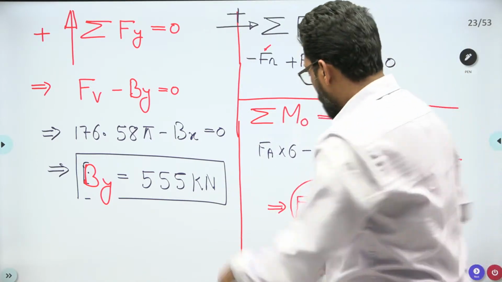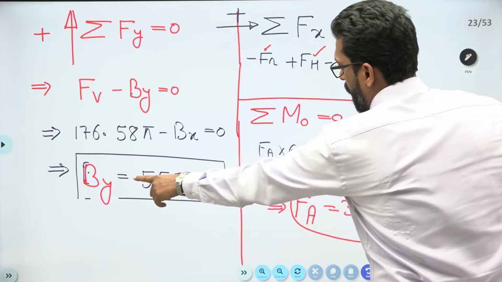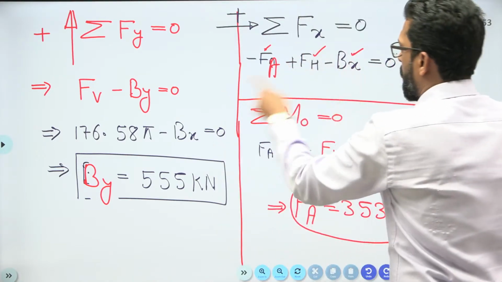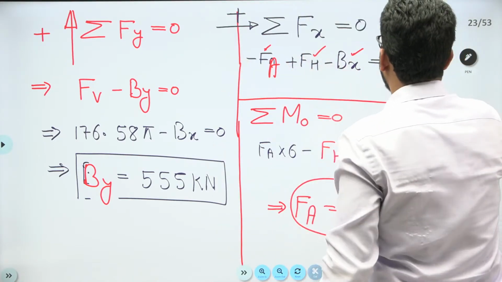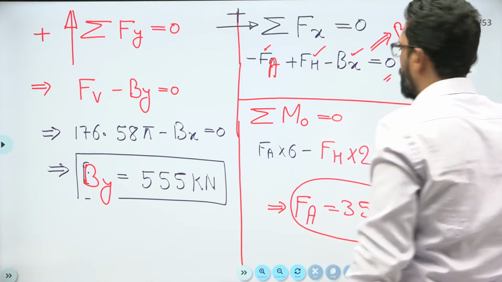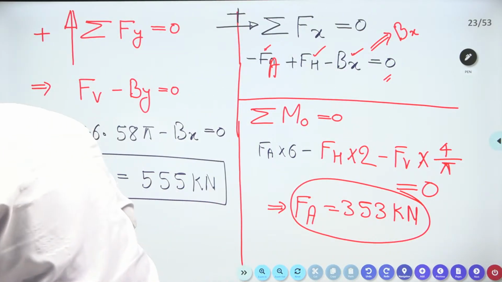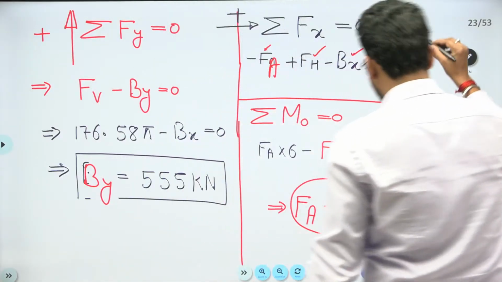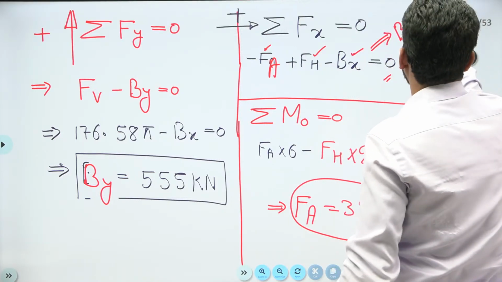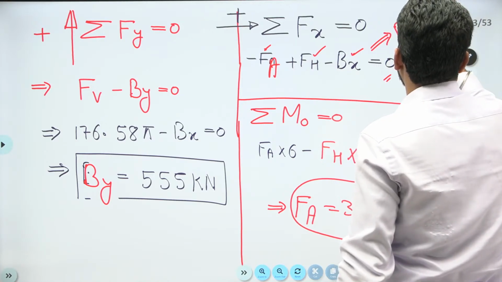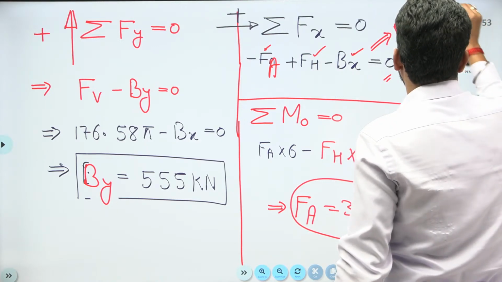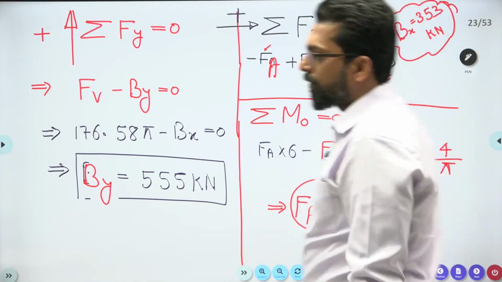Now you have FA, you have By, put it here. FH you already have, put here for Bx. So from here you can easily find Bx. And what is the value of Bx? Bx is 353 kilonewton. So this is your Bx. This is your complete question.